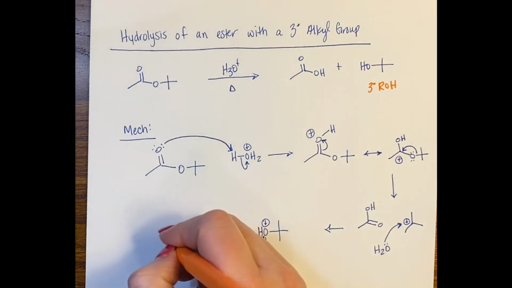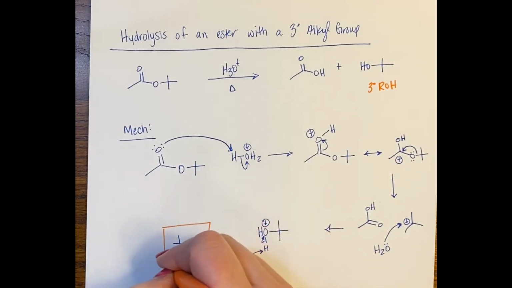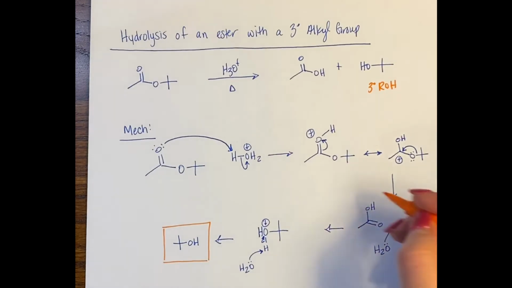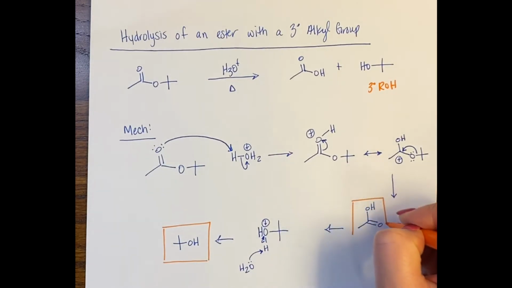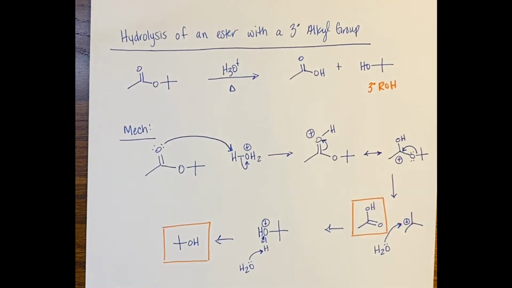Overall, the two products in this reaction are the tertiary alcohol that we made from the tertiary carbocation and our carboxylic acid product. This mechanism happens differently because of the stability of that tertiary carbocation. And in fact, esters where we have the tertiary alkyl groups, these are some of the easiest esters to hydrolyze.